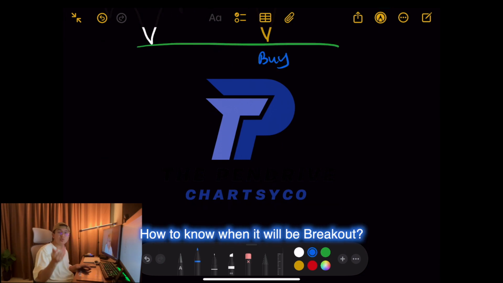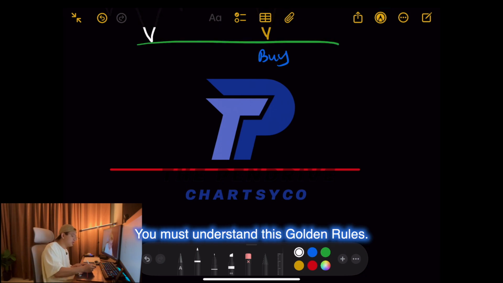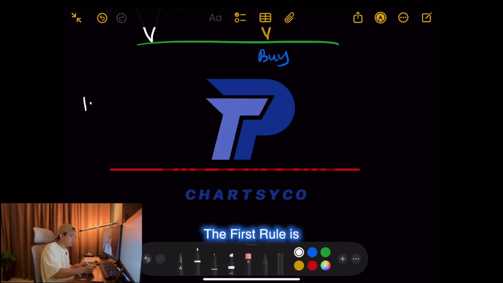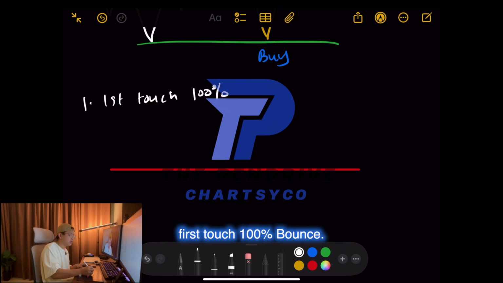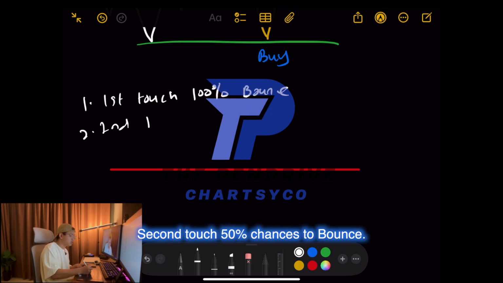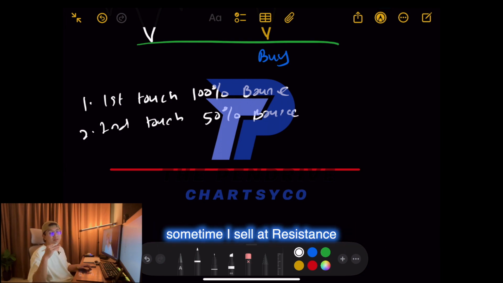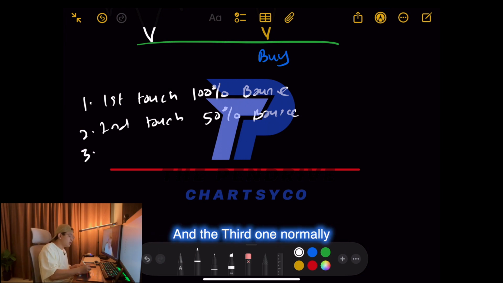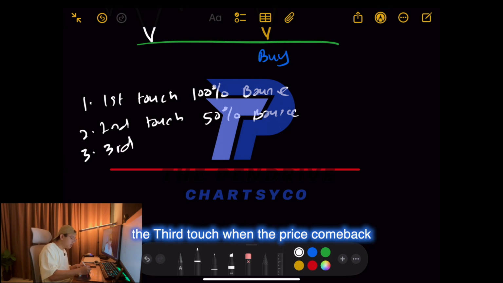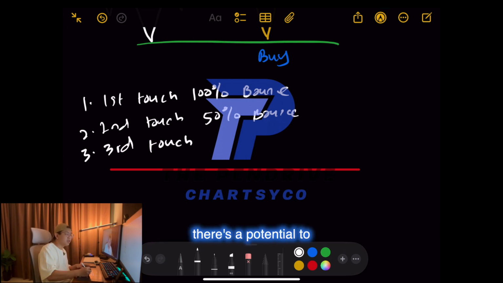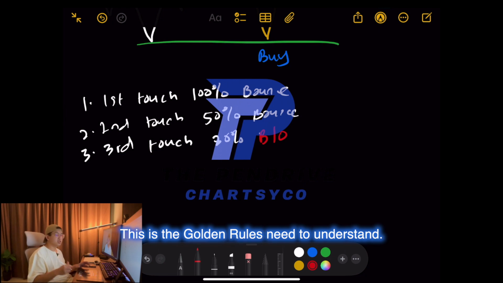That is the fundamental of support and resistance. When the support comes, there's 80% for the price to bounce, so you guys can go for buy. How to know when it will be a breakout, guys? You must understand these golden rules. The first rule is first touch, 100% bounce. Second touch, 50% chance to bounce. That's why if you guys have been following me, sometimes I sell at the resistance and then I sell again at the resistance. I take the second time sell, all right? And the third one, normally the third touch, when the price comes back to the resistance, there's a potential to break out. So there's 80% to break out. So this is the golden rule, guys, that you need to understand.